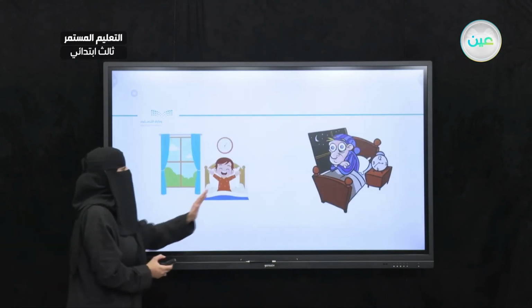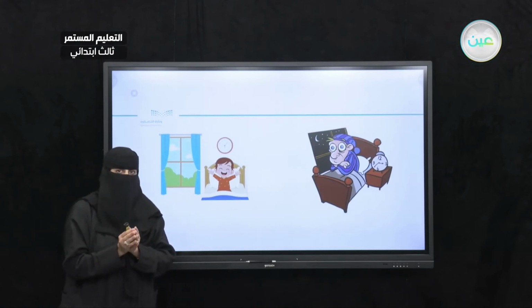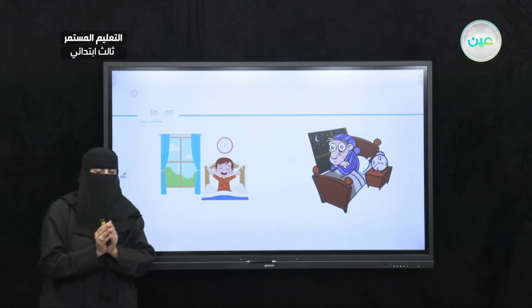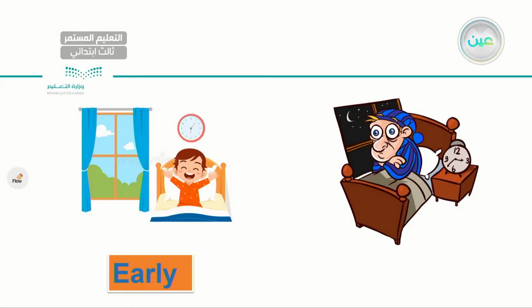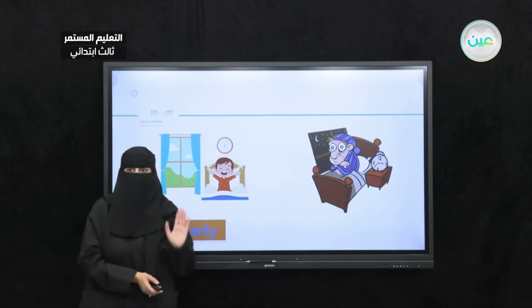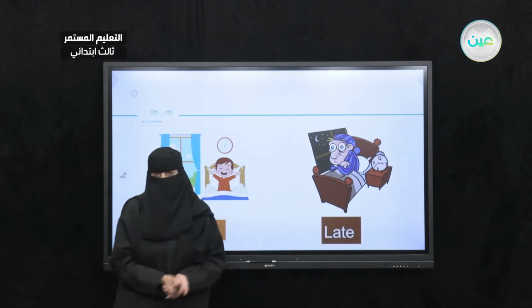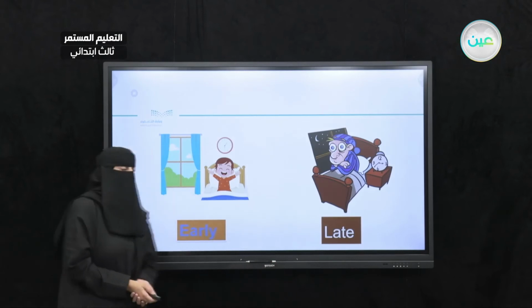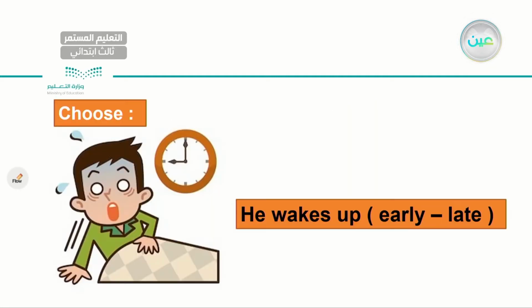If I ask you to describe the picture to your left, how can we describe it? Early or late? So he wakes up early or late? Early, very good. He wakes up early, fresh, full of energy. How about the second man? It's almost 3:30 a.m. in the morning. He is late, very good. Excellent. So I have early and late.